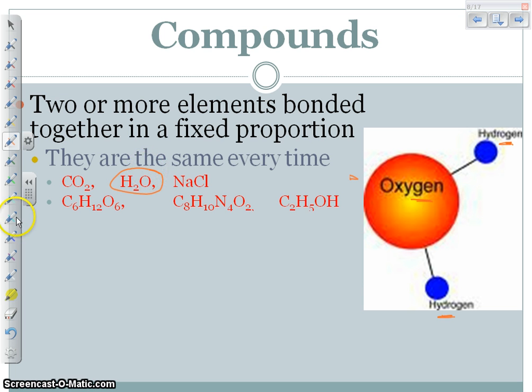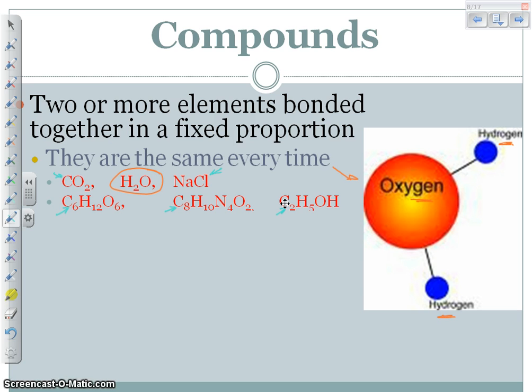Other things that you may know would be carbon dioxide, the stuff you exhale. NaCl is going to be table salt. C6H12O6 is going to be sugar. C8H10N4O2, if I remember correctly, is caffeine. And our final one, C2H5OH, is going to be alcohol.